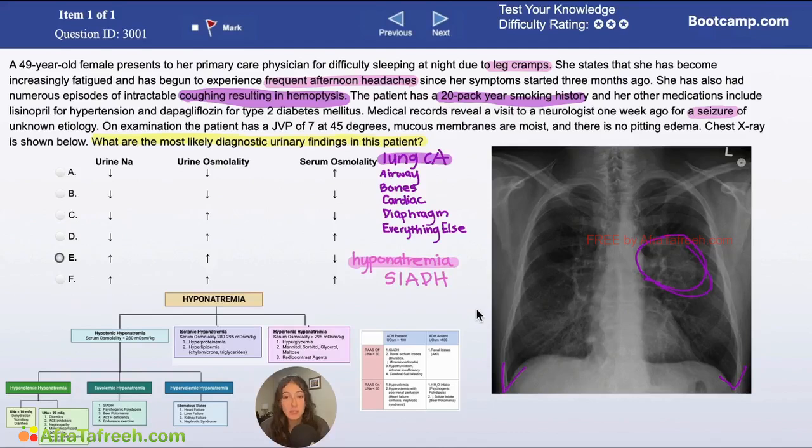Now, I think there's a couple ways you could enter this question, though, and you may not have picked up the lung cancer first. You may have gone into this question and read the leg cramps, the afternoon headaches, really thought about those seizures, and gone first into this question thinking about hyponatremia. If we approached this question thinking about what could be causing this patient's hyponatremia, there's actually a couple suspects. So first we had our lung cancer, right? This patient has a picture of lung cancer that could cause hyponatremia. But we also have the fact that she is on lisinopril, which is an ACE inhibitor, which could be another cause of hyponatremia. So to differentiate between these two causes, we would have to go back to our hyponatremia chart.